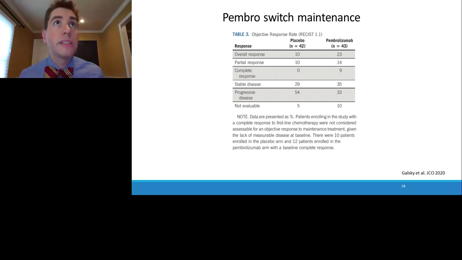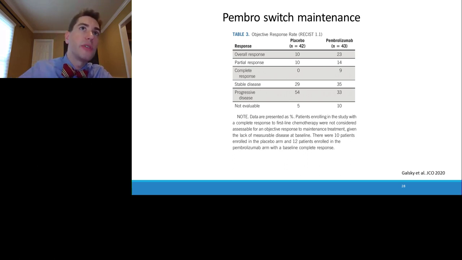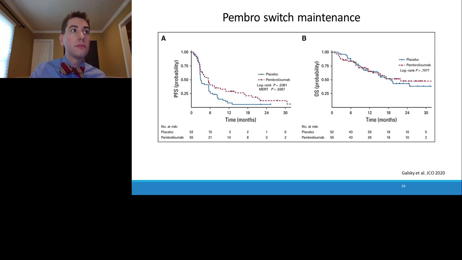And when you look at the switch maintenance study, comparing patients that received pembrolizumab in switch maintenance versus placebo, obviously they had a higher overall response rate, 23% in the pembrolizumab group and 10% in the placebo group. And progression-free survival was significantly longer with maintenance Pembro versus placebo, 5.4 months versus 3 months.